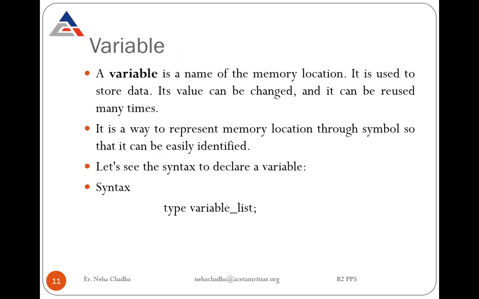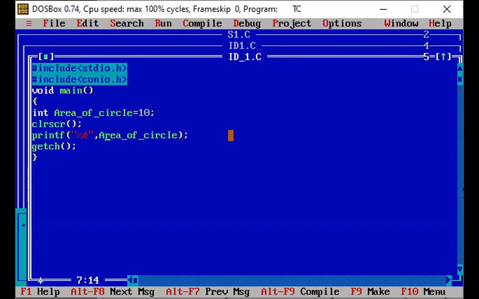Then comes the variable. A variable is the name of the memory location. It is used to store data. Its value can be changed and can be reused many times. That means we are working over the variables. If you are declaring your variables as int a comma b, I will share you the IDE so it will be clear to you.